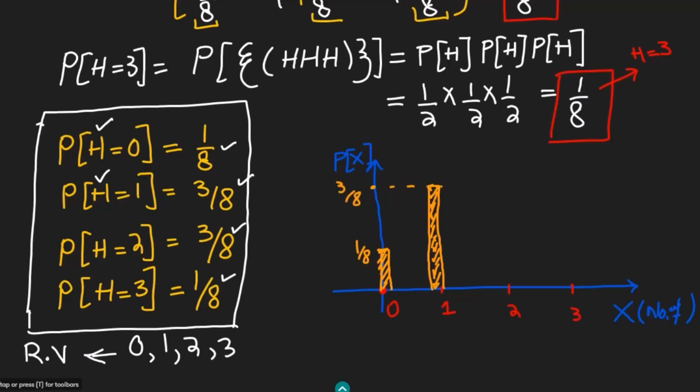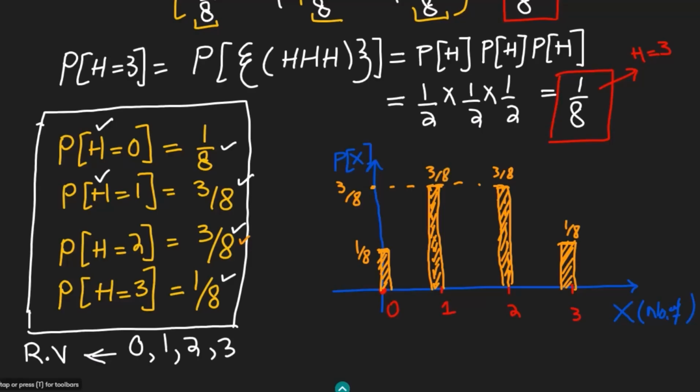For the number of heads equal to 2, the probability of it is again 3 by 8. So let me plot it here as well. This is again 3 by 8. And for the probability of heads equal to 3, this is 1 by 8. So let me plot it here. So this is also 1 by 8. So this is 1 by 8, this is 3 by 8, this is 3 by 8 as well.